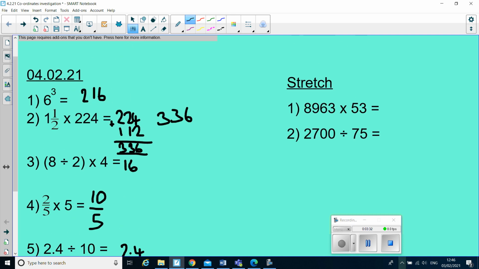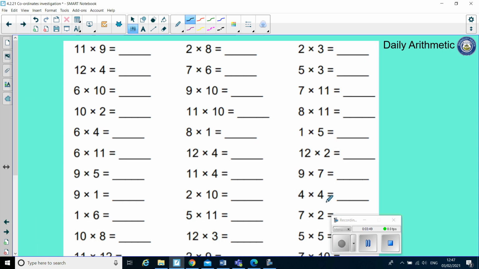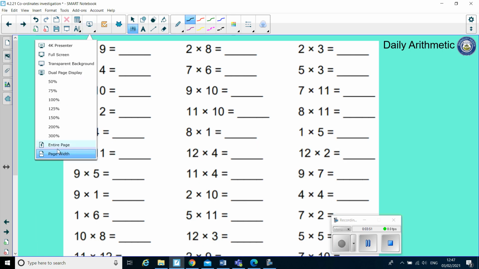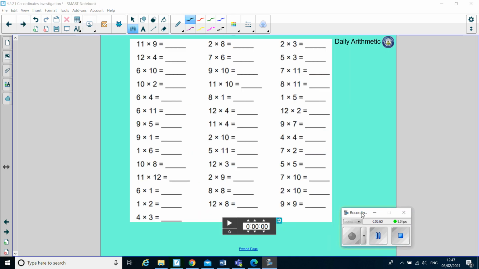Okay, and then over to the stretch questions if you attempted those. The answer to the first stretch question was 475,039, and the answer to the long division was 36 today. Okay, over onto our times table practice. Give yourself a minute, see how many you can do. Off you go.